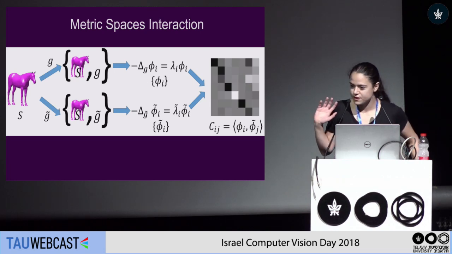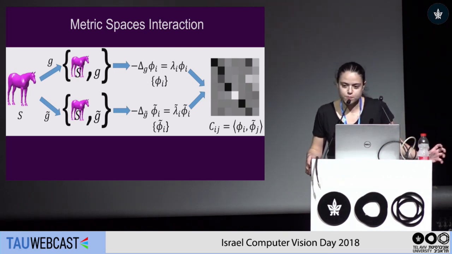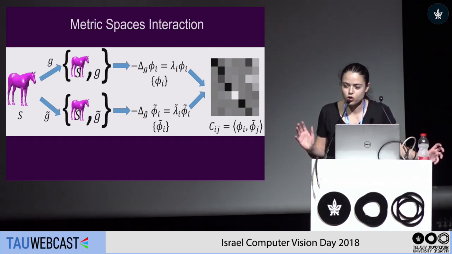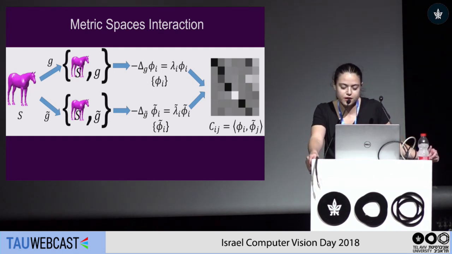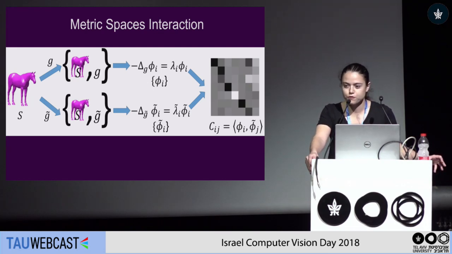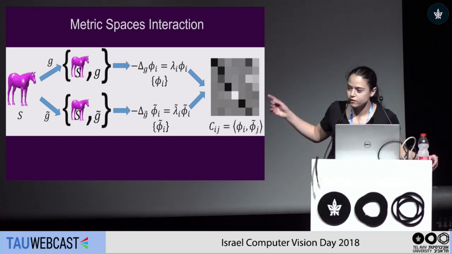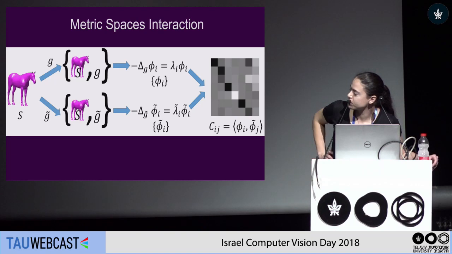We just take the surface, which is a particular case of a topological object. It is a particular case of a two-dimensional manifold. And we define two different metrics on the surface. And by this, we get two different metric spaces, two different Riemannian manifolds, denoted here by G and G tilde. The metrics are denoted by G and G tilde. And this tuple is the resulting Riemannian manifolds.